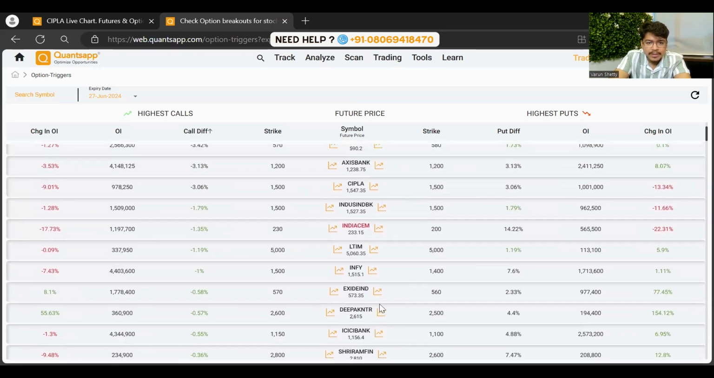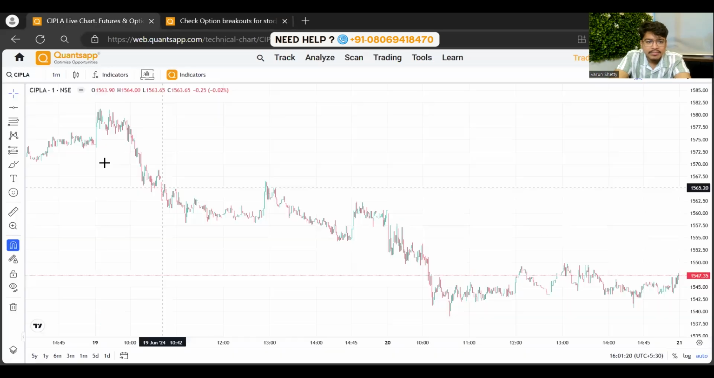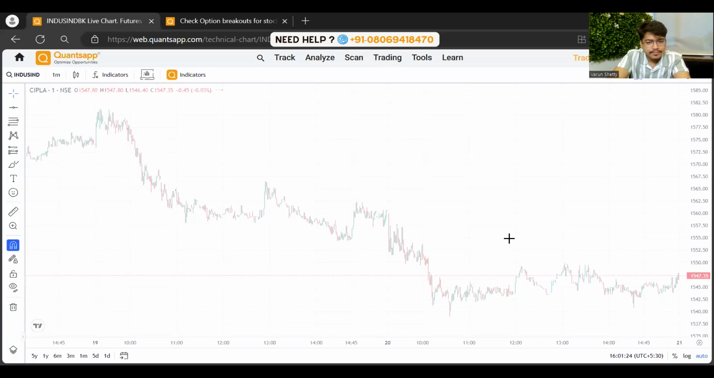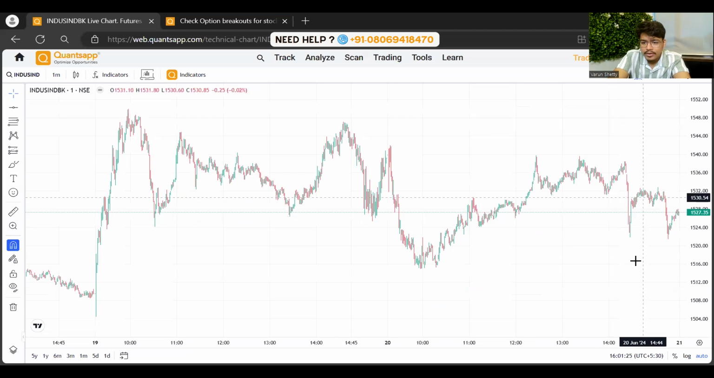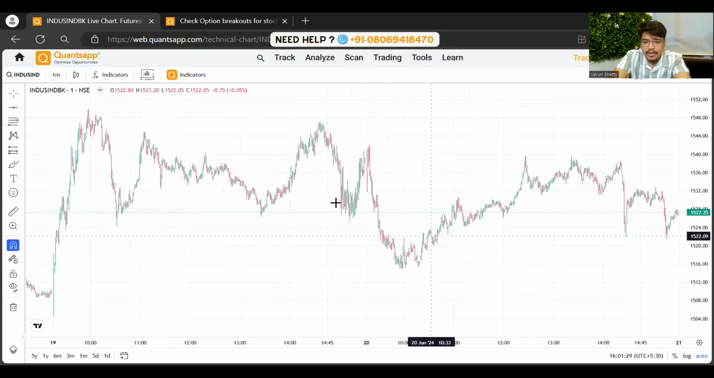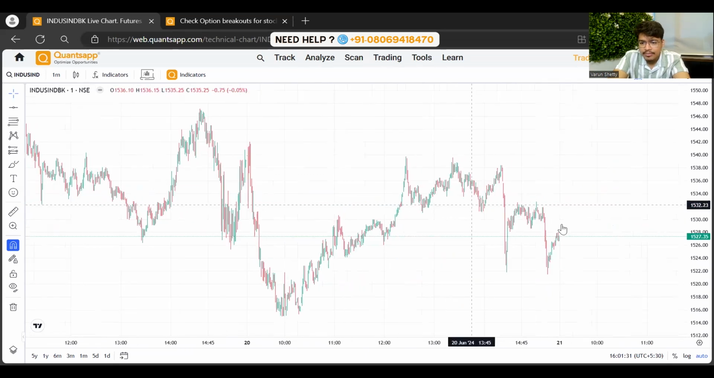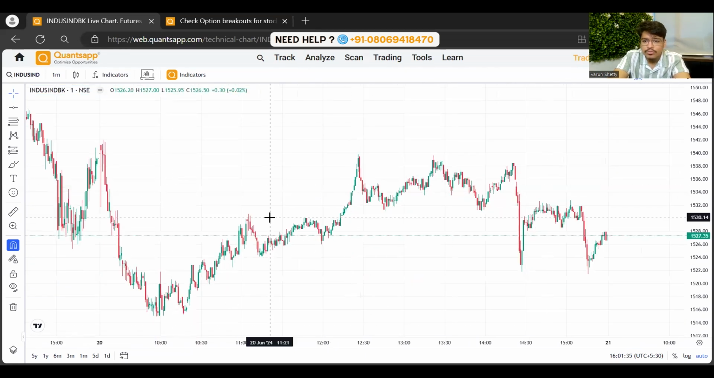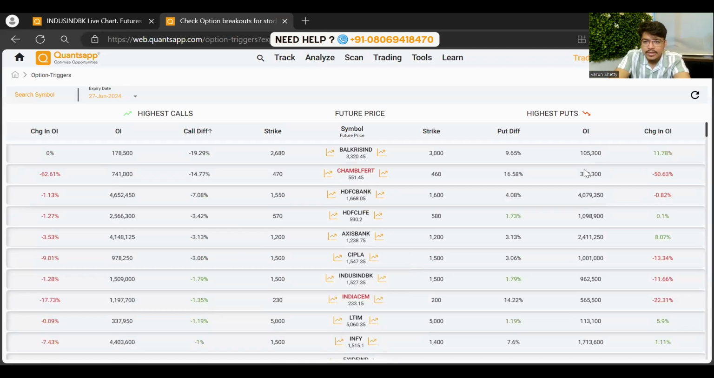Should we maybe look at IndusInd Bank? Let's look at IndusInd Bank. What happened to IndusInd Bank today? It has fallen down and it has moved up. Again, let's look at something else.